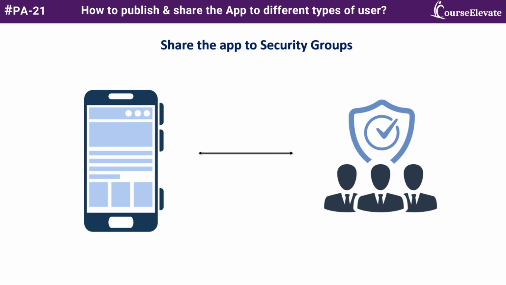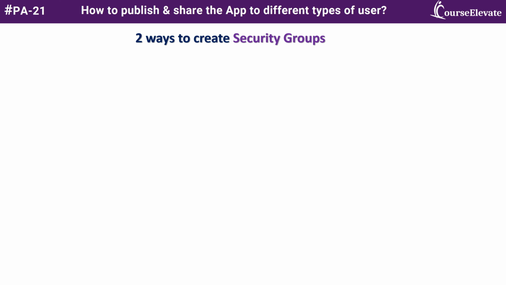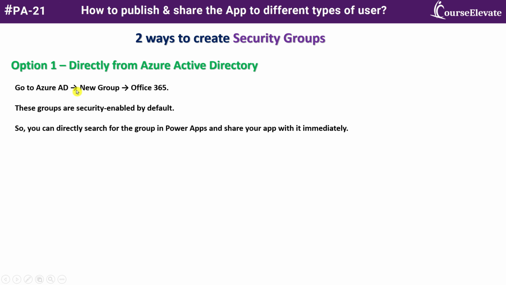Sharing the app with security groups. If you want to share your Power Apps with Office 365 groups, you need to understand which groups are security enabled and which are not. So let's understand that. There are two ways to create the Office 365 group. Option 1, directly from Azure Active Directory. For that, go to Azure AD, new group, and choose Office 365. These groups are by default security enabled. So you can directly search for the group in Power Apps and share your app with it immediately.